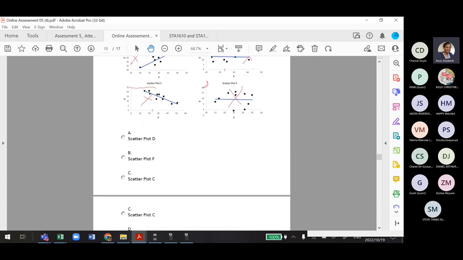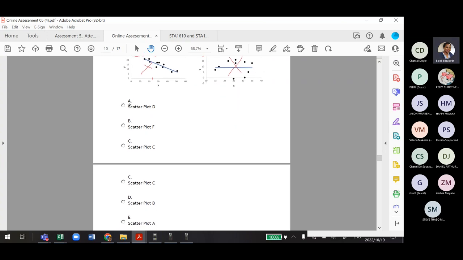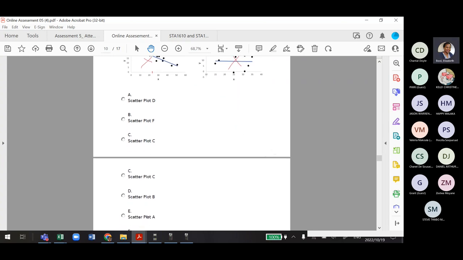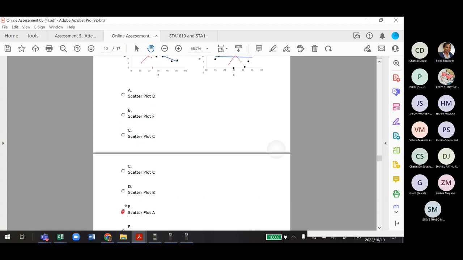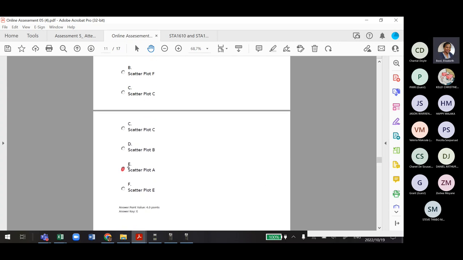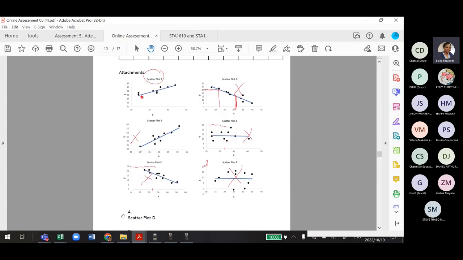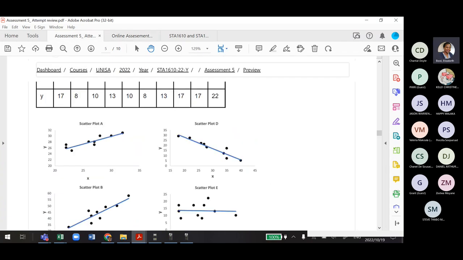So coming to the answers, we say it's plot A. Where is plot A? Plot A is E. Yay, that's correct. That's plot A. That's how, if you get a question like this in the exam, you just use the process of elimination and get over and done with that.